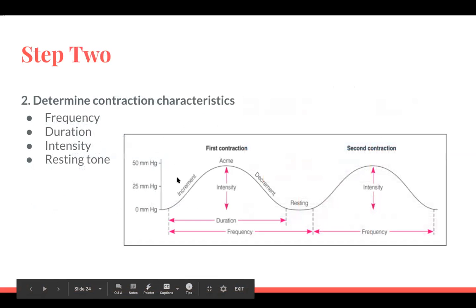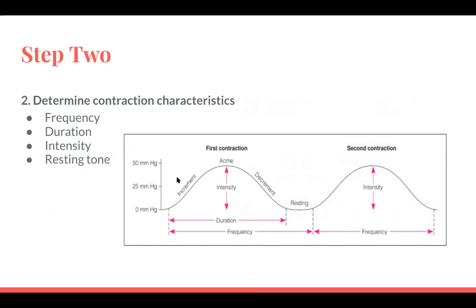Step 2, determine the characteristics. What's the frequency, the duration, intensity, and resting tone? The frequency is from the beginning of one contraction to the start of the next one. The picture describes it well here. Duration is from the start to the end of one contraction, so you'll see the duration is shorter than the frequency.